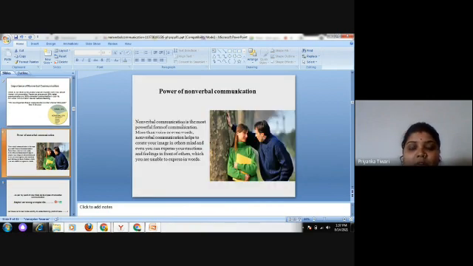So, the power of non-verbal communication. Non-verbal communication is the most powerful form of communication, more than voice or even words. It helps to create your message and image in others' minds, and you can express your emotions and feelings in front of others which you are unable to express in words.